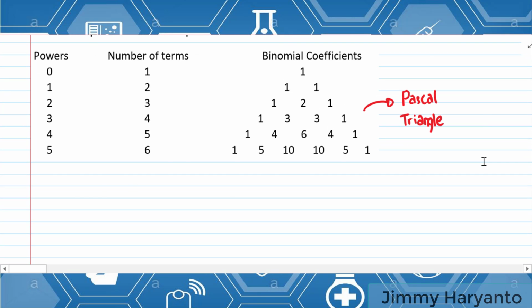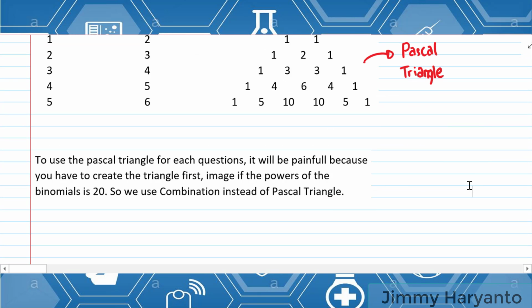But to use the Pascal triangle for each question, it will be painful because you have to create the triangle first. Imagine if the power of the binomial is 20. Oh my god, you have to create a triangle of 20 rows. So we use combination instead of the Pascal triangle.